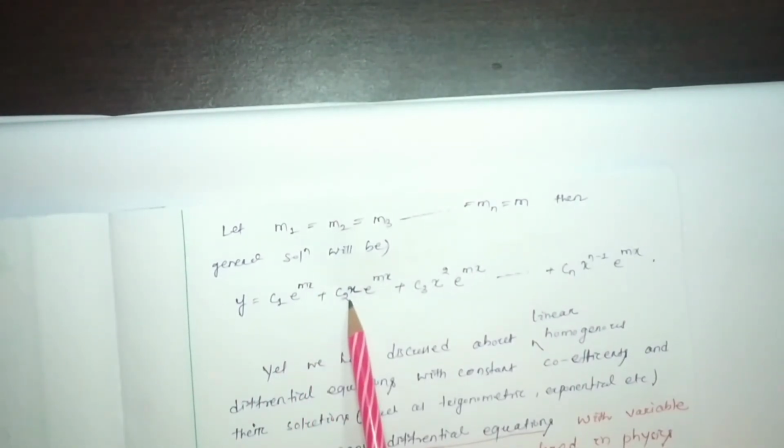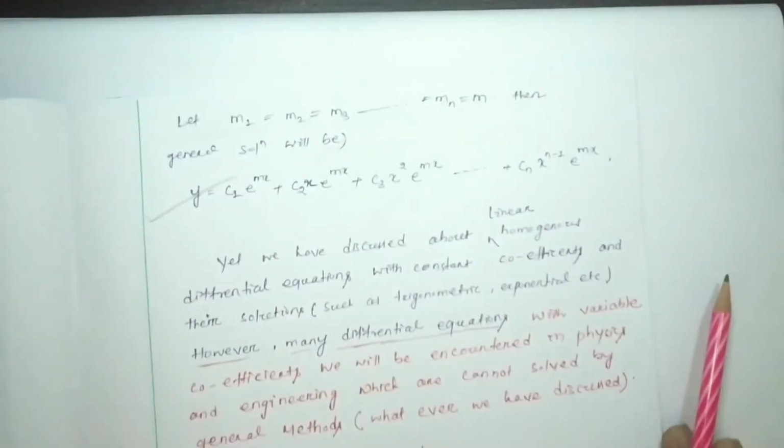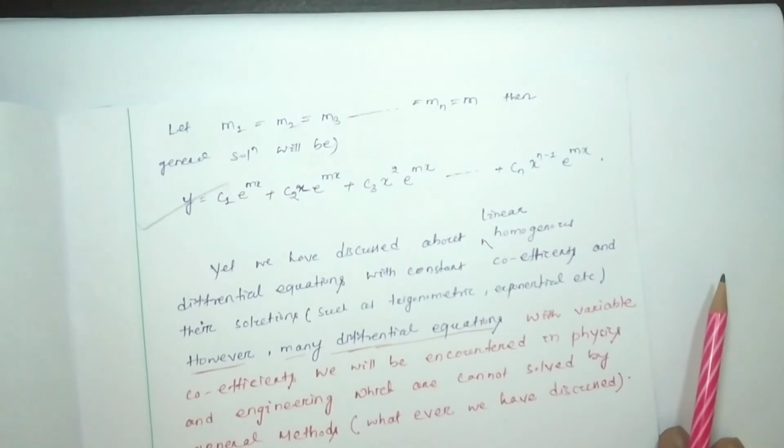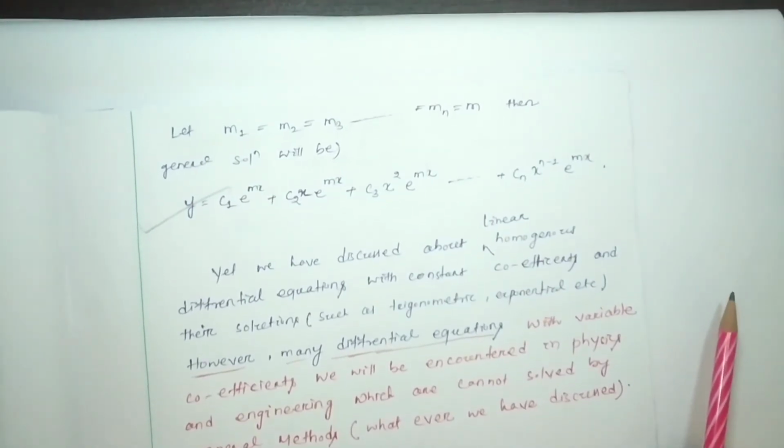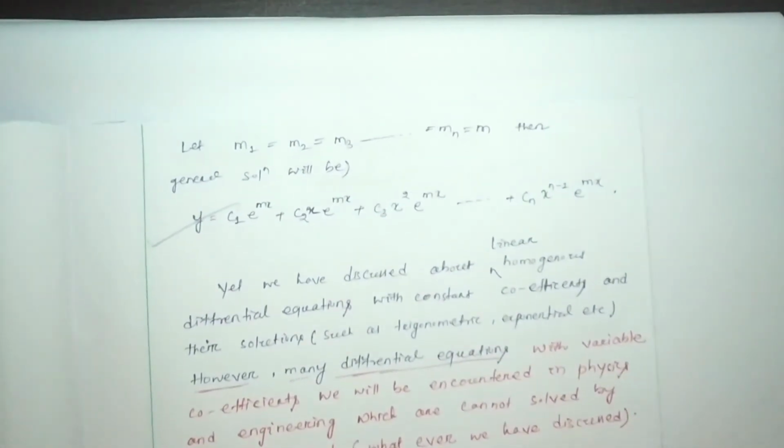If all are the same, then the general solution will be in the form of c1 e to the power mx plus c2 x e to the power mx plus c3 x square e to the power mx, like that, up to cn x to the power n minus 1 e to the power mx. So this will be the solution of the nth order homogeneous linear differential equation having equal roots.